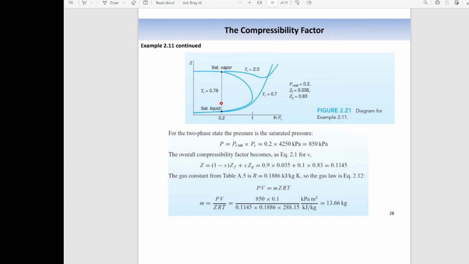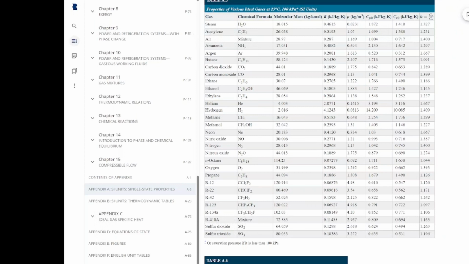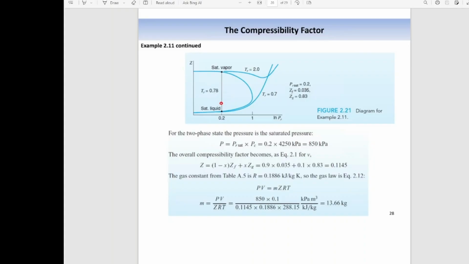Then we apply the reduced pressure and temperature in our gas constant equation, and we also pull out the R value in the table, which is right here, 0.1886. That's the R value, and we plug those values in, and we can solve for the mass, which is 13.66 kilograms.